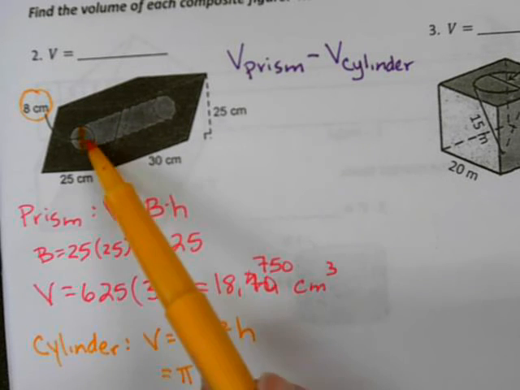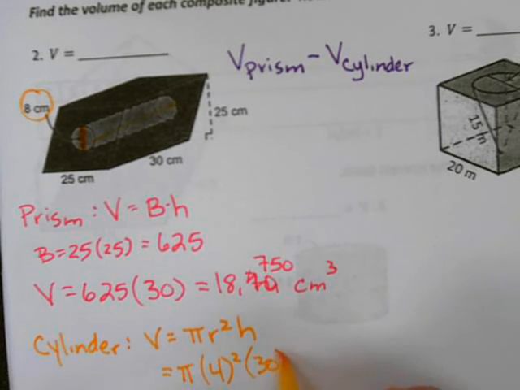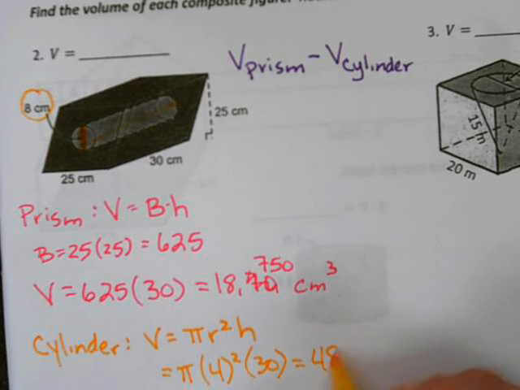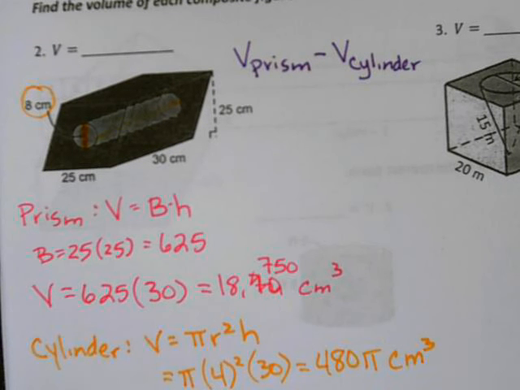And the height, it goes the whole distance of our prism, so the height is the same as the height for the prism, it's 30. So if you put that into your calculator and simplify, we get 480 pi centimeters cubed.